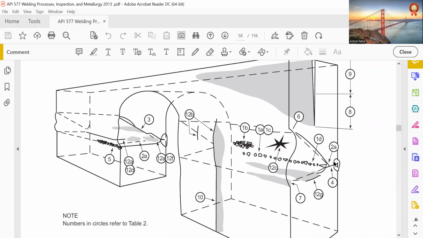This is for incomplete penetration. So incomplete fusion is not welded. Your welding has not happened. Welding is not perfect here.